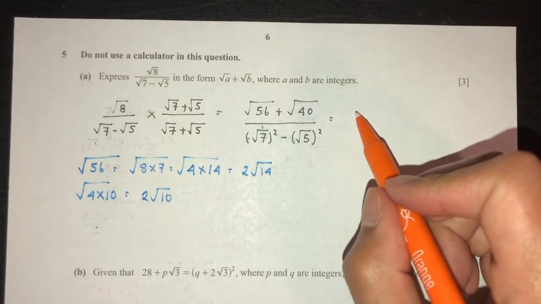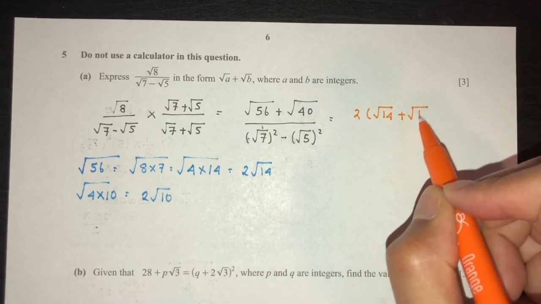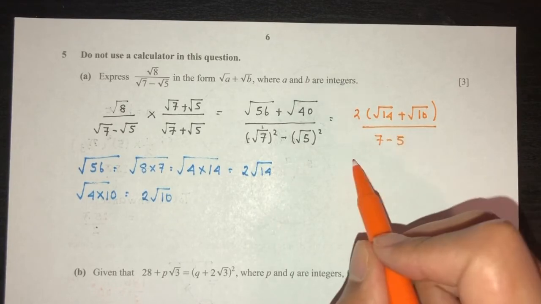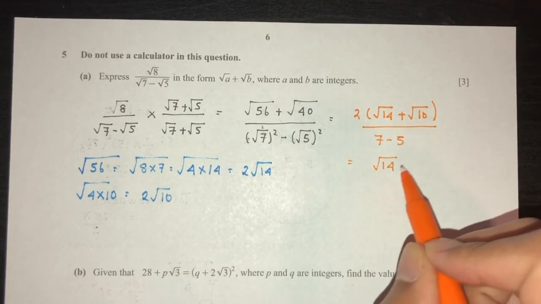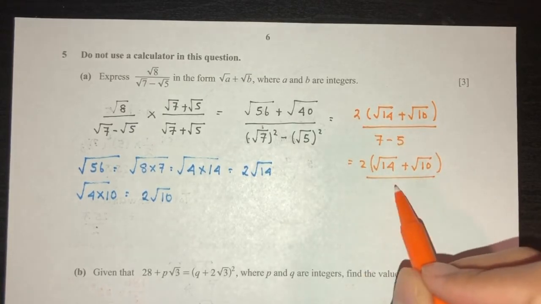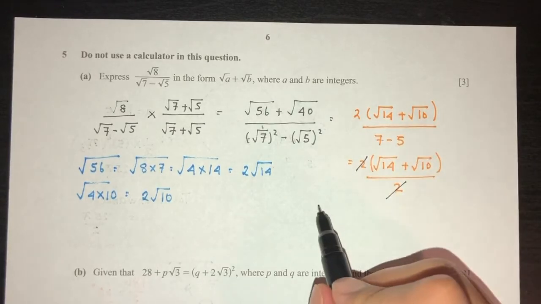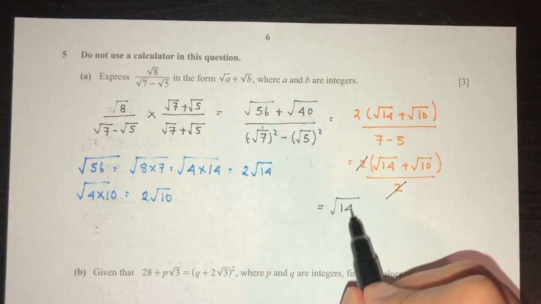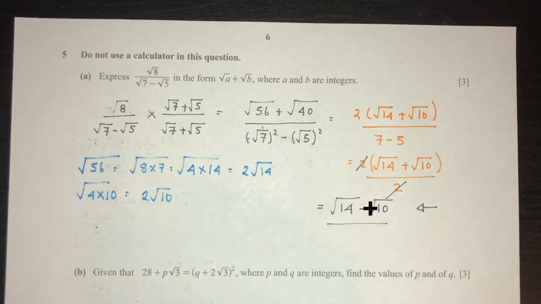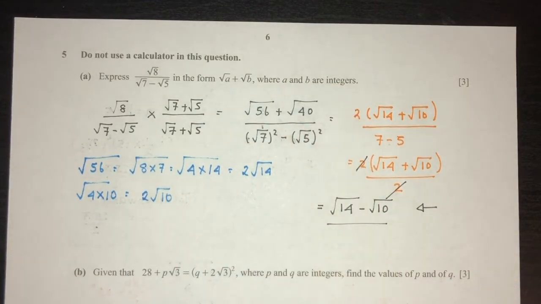On top you will have 2 out. You will have root of 14 plus root of 10. And this is divided by 7 minus 5, which is 2. That will be 2 over 2. These two will cancel out. And this will be your answer for question part 1 in the form of this, where this is a, b are integers or whole numbers.